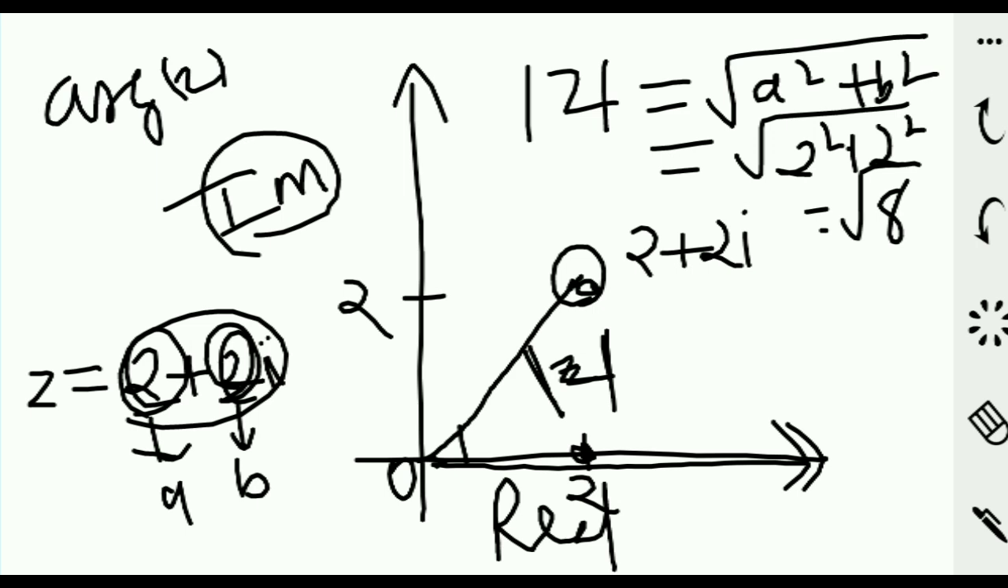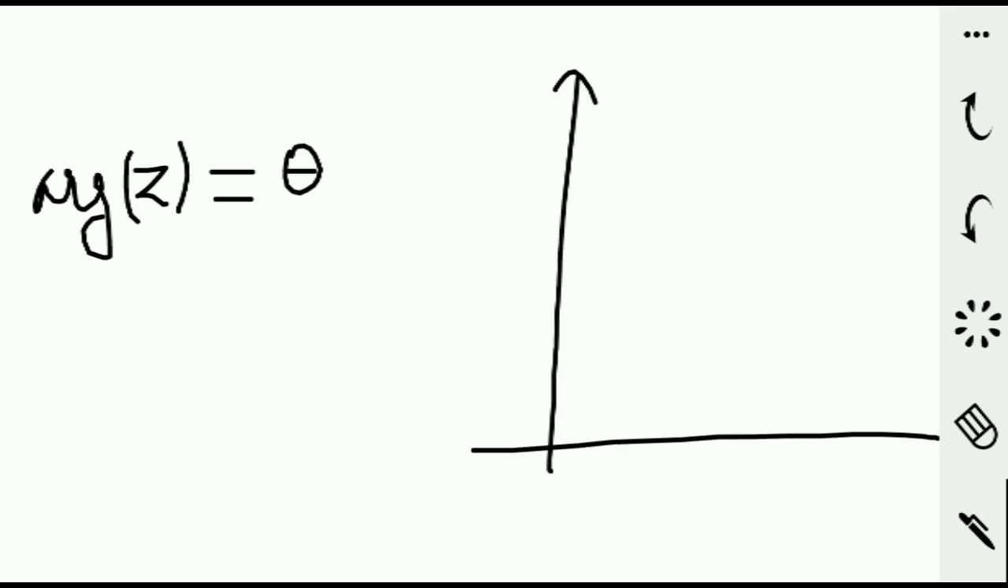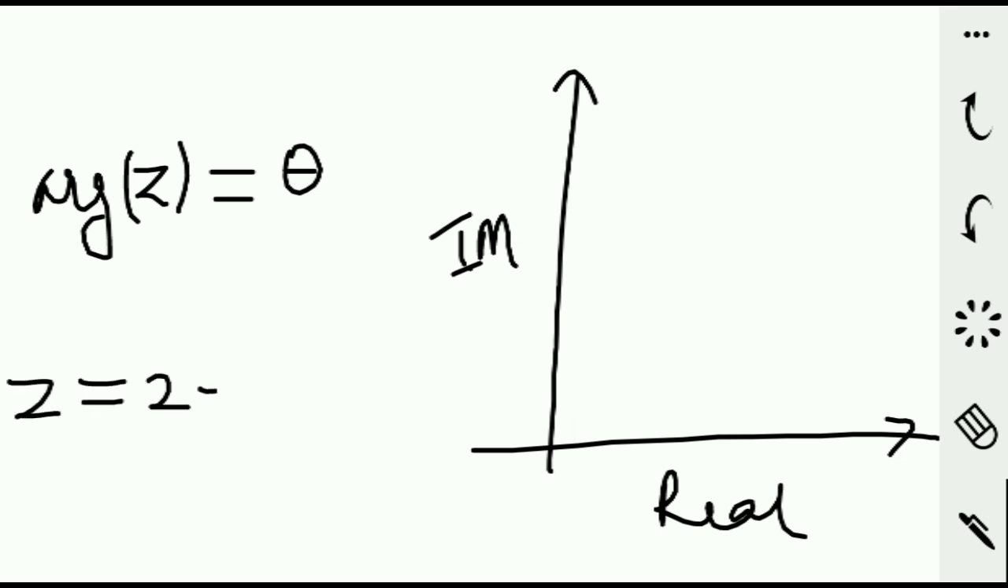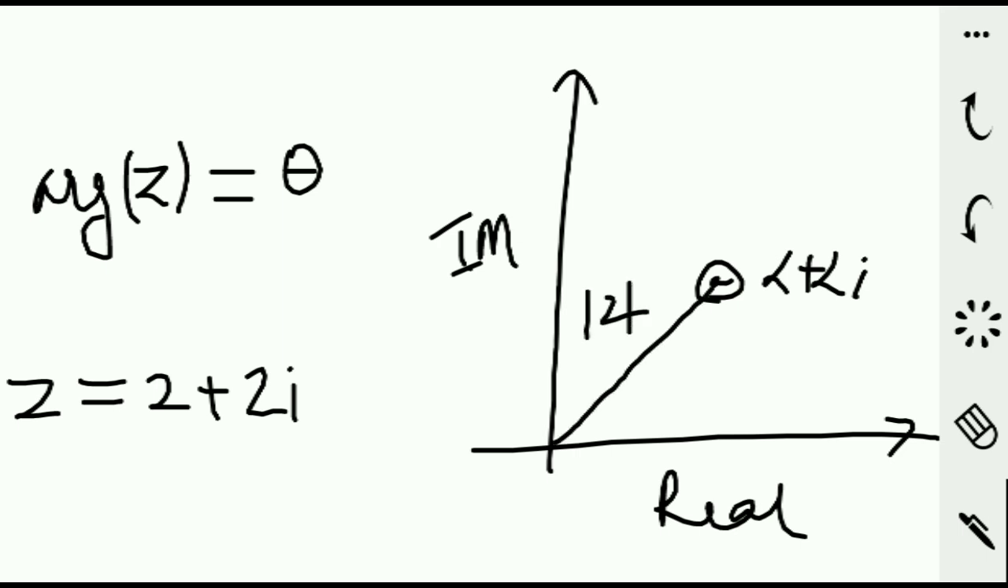Now we will discuss the argument of z. The argument of z is written like this: arg of z, and it is your theta. For example, you have this imaginary axis and this is your real axis. You have a complex number 2 plus 2 iota, and your complex number is here. The distance between the origin and the complex number is your z modulus, and your theta means this angle with the real axis. This is your theta, and it is called the argument of z.